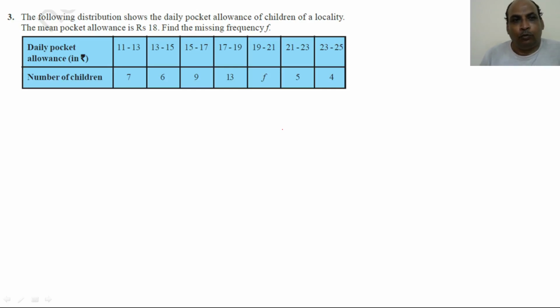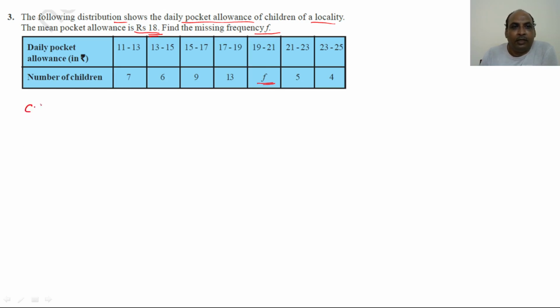Okay, so let us move to question number 3. Here the following distribution shows the daily pocket allowance of children of a locality. The mean pocket allowance is rupees 18. Find the missing frequency F. So here we need to find the missing frequency F, and the mean value is already given to us. So let us solve this question.